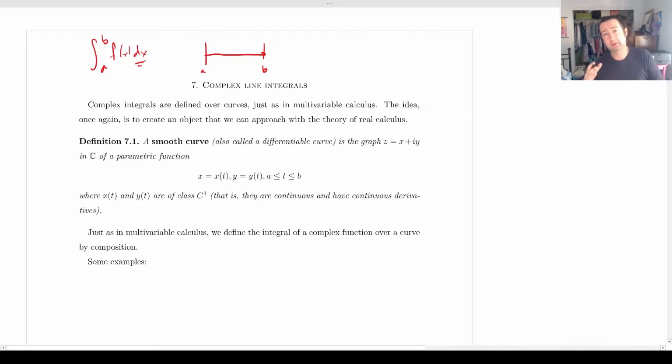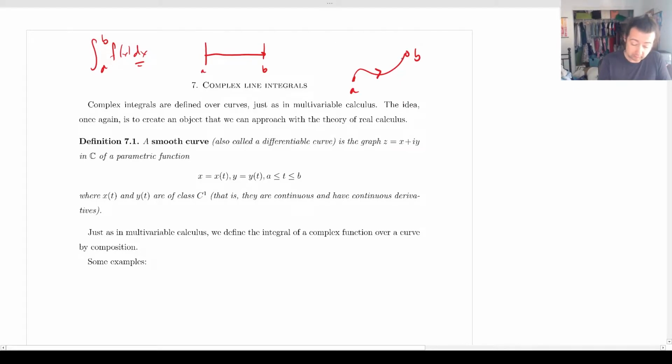To talk about the same sort of one-dimensional integrals in a several variable setting, you need a notion of integrating over a curve. The way we do that is with parametric equations, so we have to have some curve. If you have a point a and a point b, and you want to define what it means for a function to be integrated over that curve, you need to come up with some way of writing down the function of that curve.